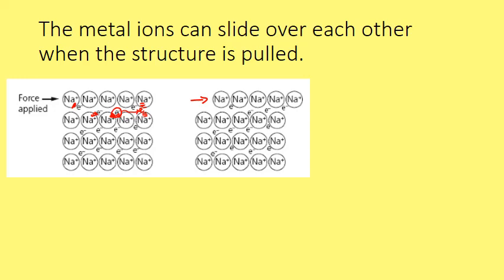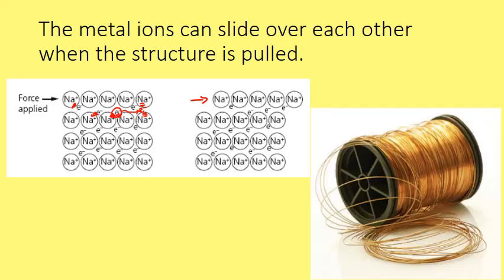So coming back to metals, the result of this is, of course, that we can make things like wire, and this copper wire here might have started off as an ingot that got gradually stretched and stretched and stretched until it was a very thin wire, and it's still not breaking because the metal particles are very happy slipping over each other.